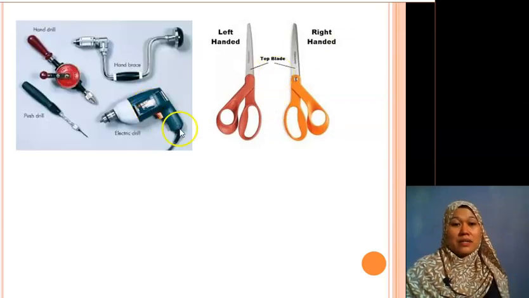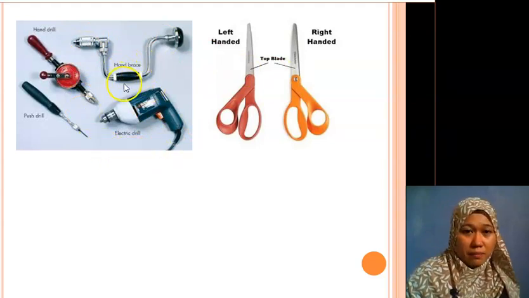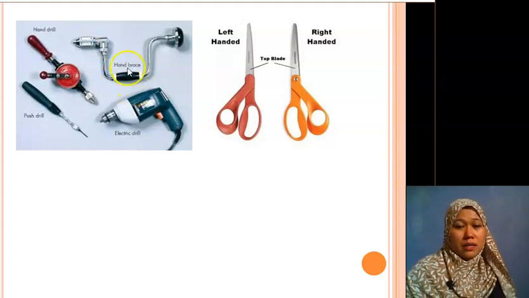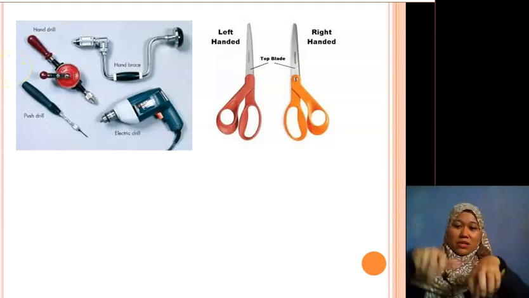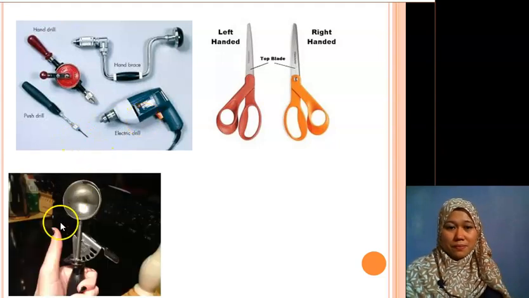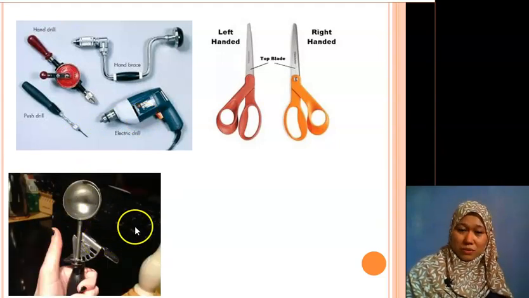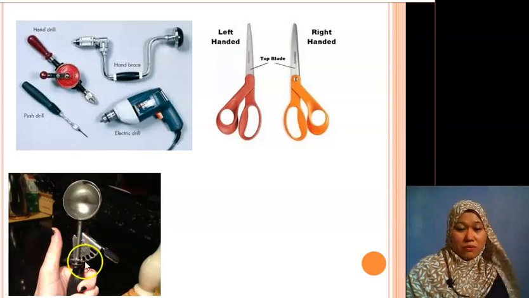For example, this kind of tool, especially the hand brace, is difficult when it's on the wrong side for a left-handed person. Same goes for the hand drill. If you're left-handed, you need to do it with the other hand. Even something as simple as an ice cream scoop, for a left-hander, is going to cause lots of trouble, and sometimes it takes longer than the normal process of ice cream scooping.